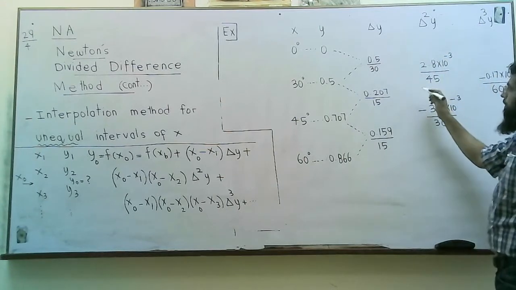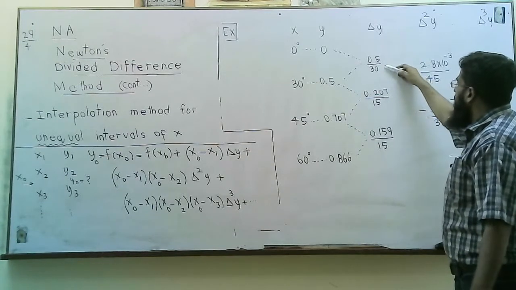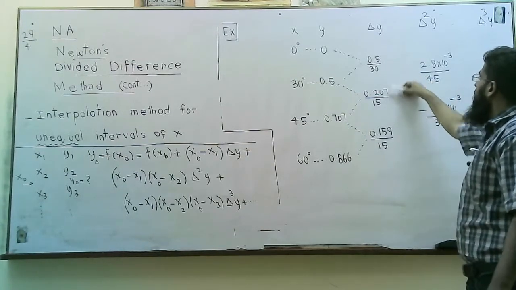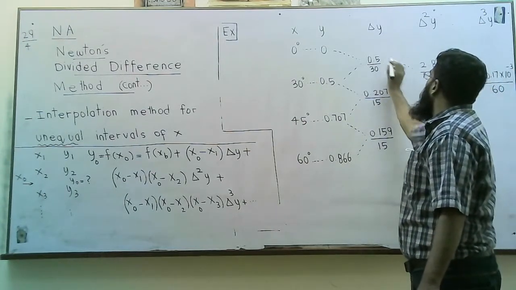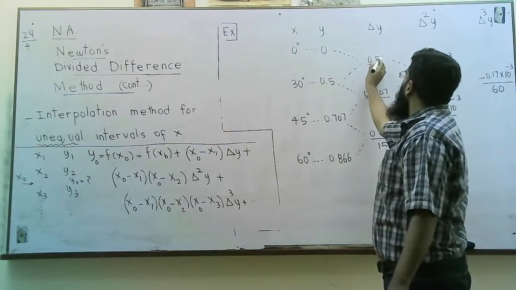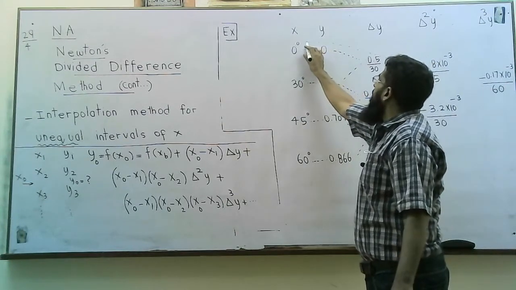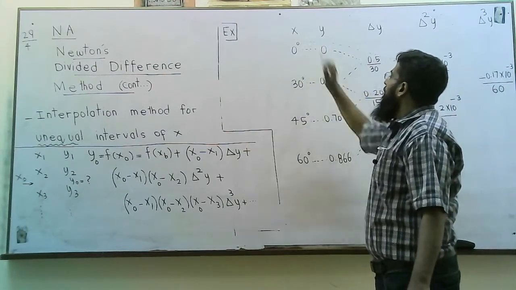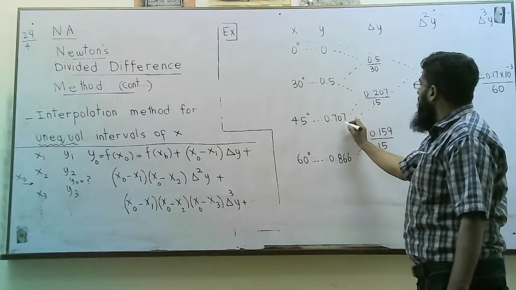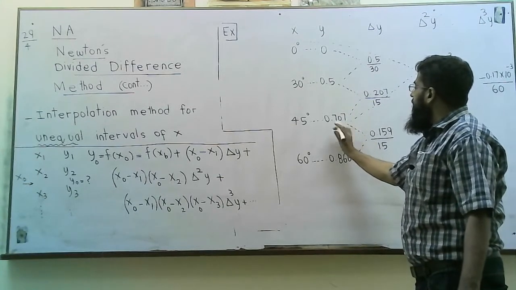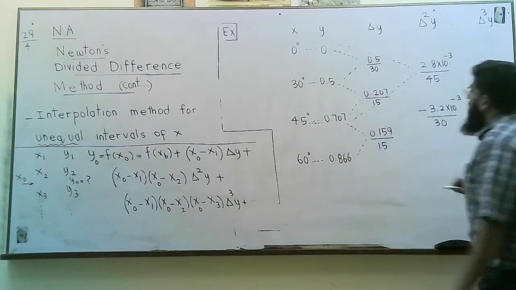Right, for del squared y we have to subtract these two values, this value minus this value, divided by the difference of x. How would you find the difference of x? We'll move diagonally until we reach y, and then we'll go straight horizontally to 0, and we'll keep on moving diagonally until we reach here, and then we'll go horizontally to reach 45. So this is 45 minus 0, which is 45.